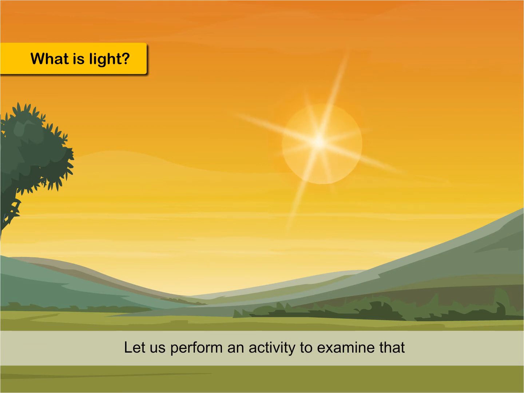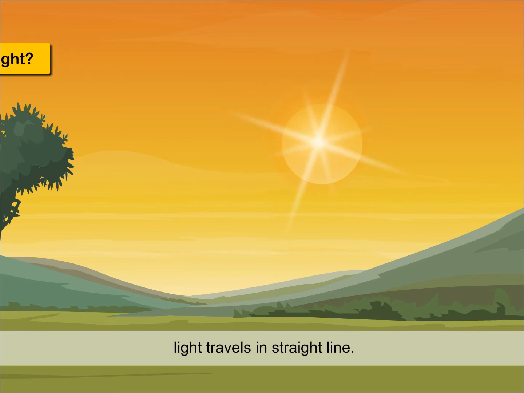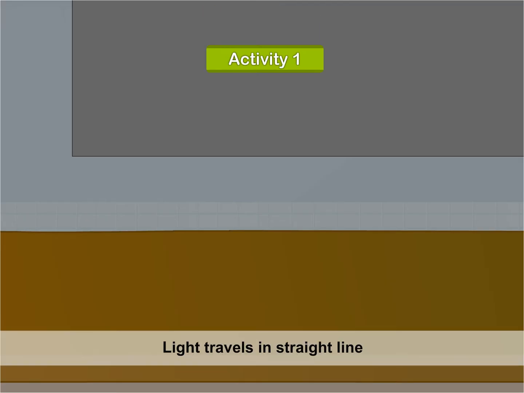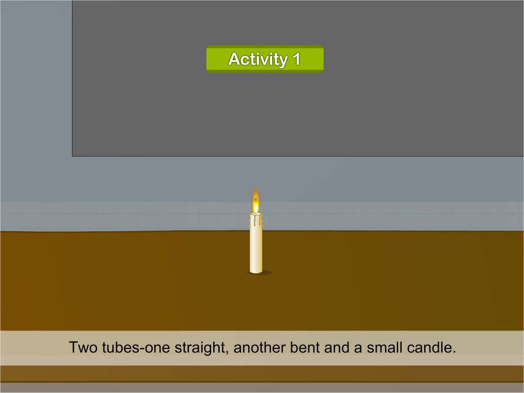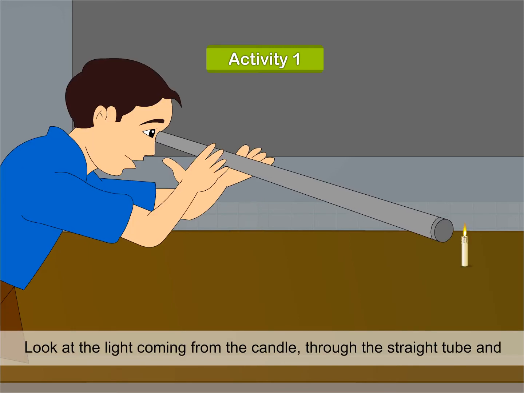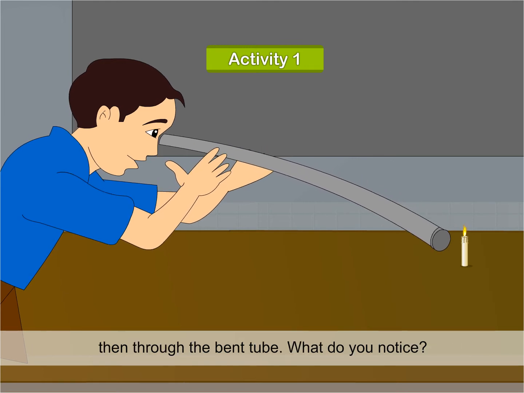Let us perform an activity to examine that light travels in a straight line. Activity 1. Light travels in a straight line. Aim: to examine that light travels in a straight line. Material required: 2 tubes, one straight, another bent, and a small candle. Method: look at the light coming from the candle through the straight tube and then through the bent tube.